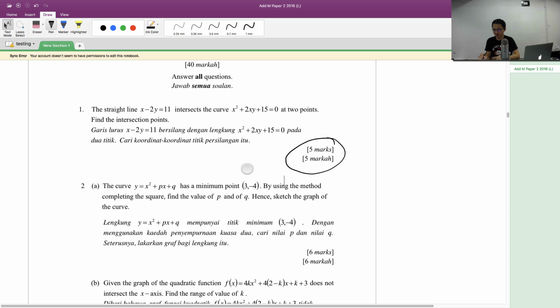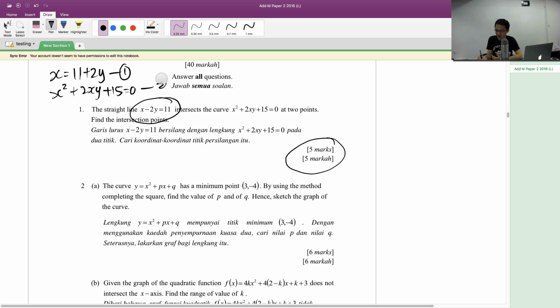If you know this is simultaneous equations, you just substitute into each other. First, maybe I make x the subject because this equation is so easy to make x the subject. So x equals 11 plus 2y. I will call this the first equation. And then I have x squared plus 2xy plus 15 equals 0. I will call this the second equation.